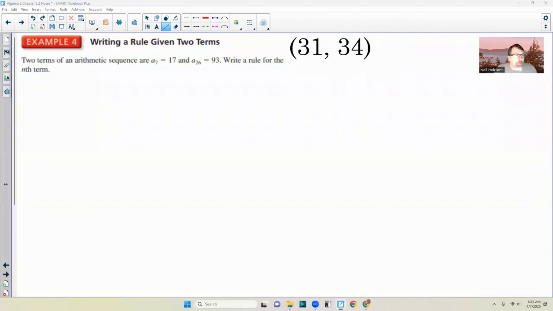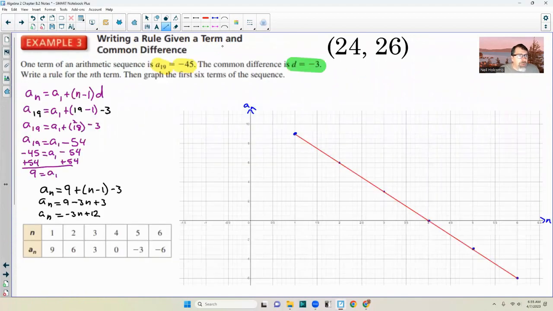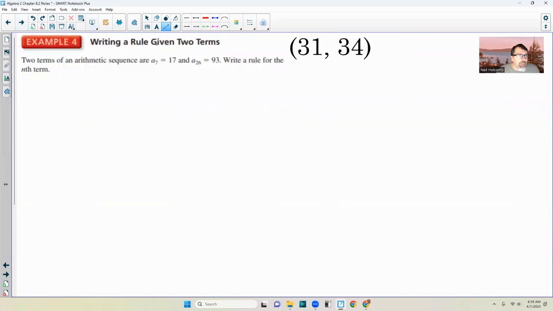Okay, here's another approach, writing a rule given 2 terms. So if we go back one, this was given 1 term and the common difference. Here they're giving us 2 terms. So we don't know the first term and we don't know D, but we do know the 7th term and the 26th term in this problem. So what we're going to do is focus on these 2 terms and find a sub 1 and D using them. So the first thing you do is write your formula.